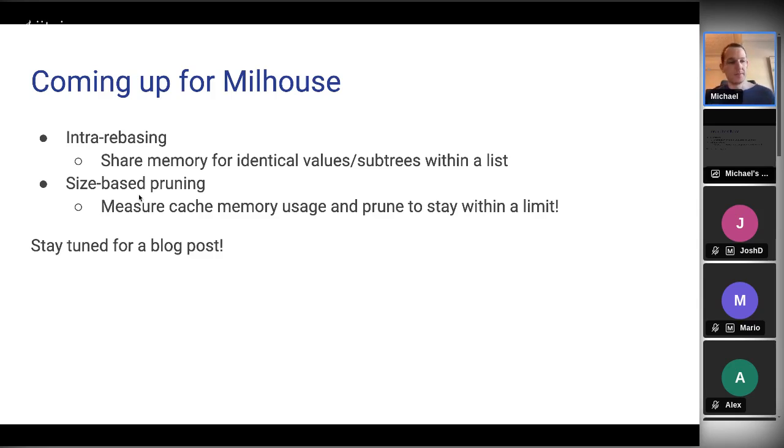It's just that there's a bit of overhead to working out how much RAM one of these data structures actually uses. Remember, you have to explore the tree and calculate stuff. If anyone's interested in this stuff and wants to get involved, there are some pull requests on the Milhouse repo that you can look at.